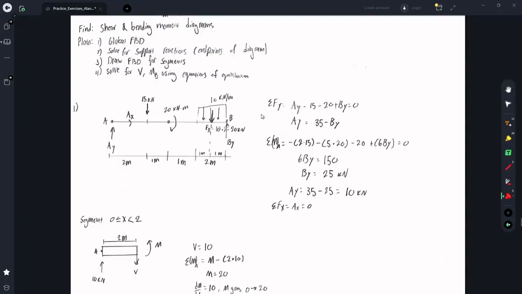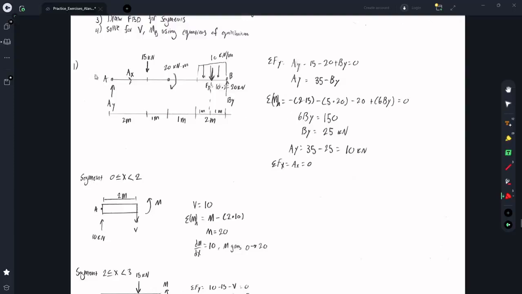The first thing I did was sum the forces in the y direction. So the support AY, minus 15 kilonewtons down, minus there's going to be a distributed load. This is 2 meters times 10 kilonewtons per meter, so negative 20 down, and then plus the support at B, By, equals 0. So doing this, you can solve for AY, which is equal to 35 minus By.